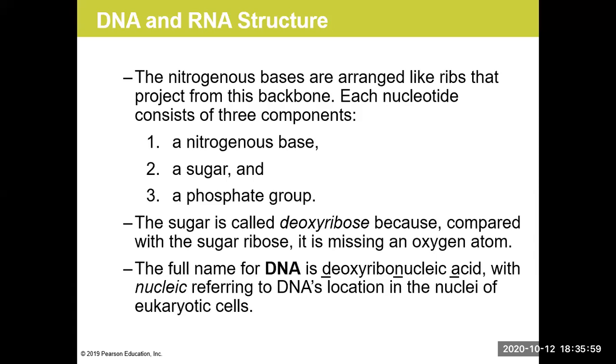Each nucleotide consists of 3 components: a nitrogenous base, a sugar, and a phosphate group. The nitrogenous bases are arranged like ribs projecting out from the backbone. In DNA, the sugar is called deoxyribose, while in RNA it is ribose. Deoxyribose is missing 1 oxygen atom. It has 1 oxygen atom less than that of ribose. The full name for DNA is deoxyribonucleic acid. You look at the D, the N, and the A, while the full name for RNA is ribonucleic acid.